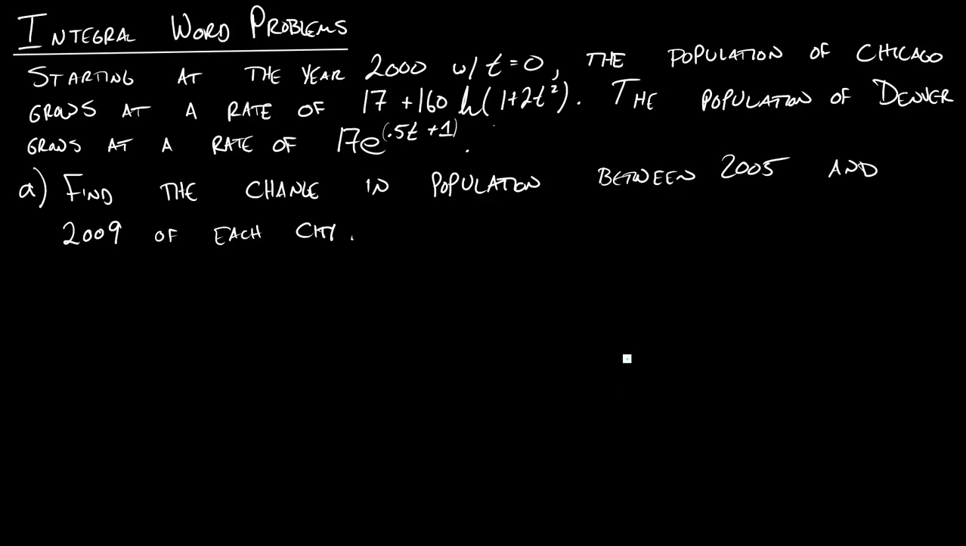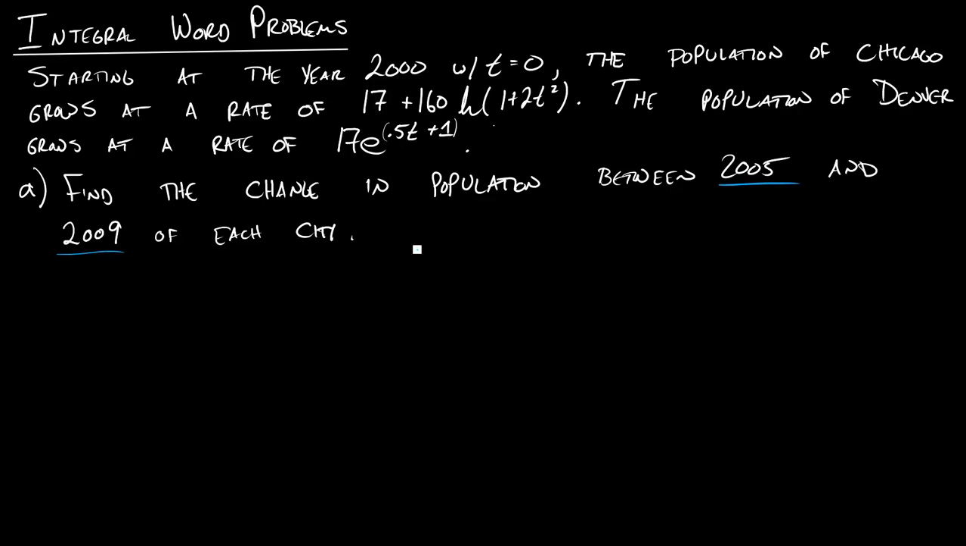And finally, we come to some population problems. We find out that in the year 2000, when t equals 0, the population of Chicago is growing at this rate. The population of Denver is growing at this rate. And we want to find the change in population between 2005 and 2009 of each of these cities.